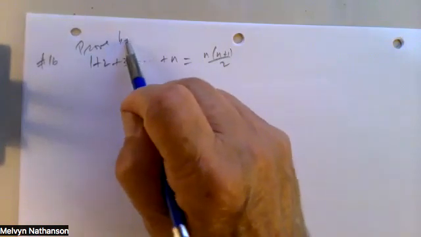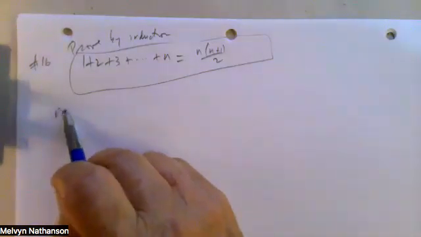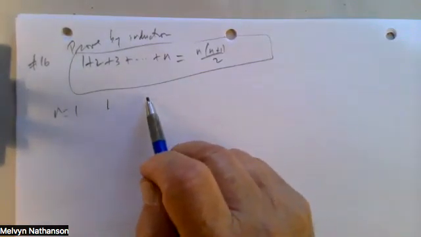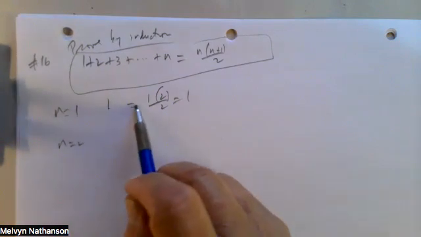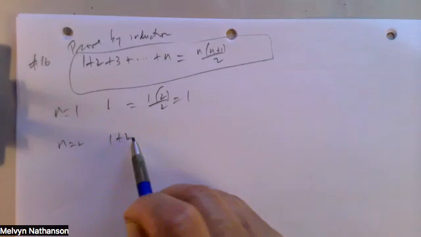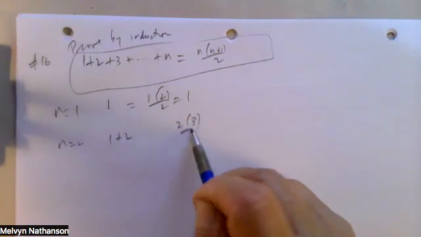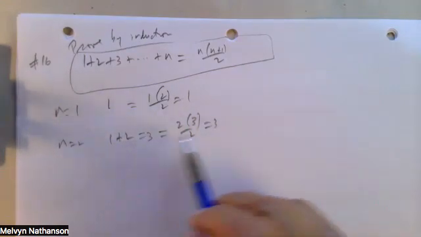And the previous problem was to prove by induction, which I did in class, that this statement is true. Again, you can check some simple examples. If n is equal to 1, on the left-hand side you get 1. On the right-hand side, you get 1 times 2 over 2, which is also 1. If n is 2, on the left-hand side you get 1 plus 2. On the right-hand side, you get 2 times 3 over 2, which is 3. And 3 equals 3. These are equal.